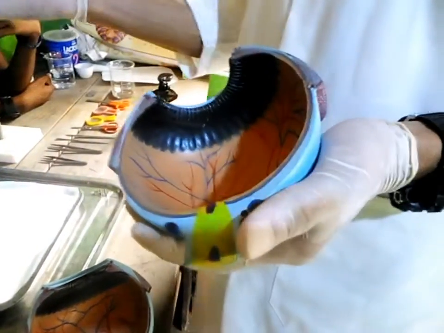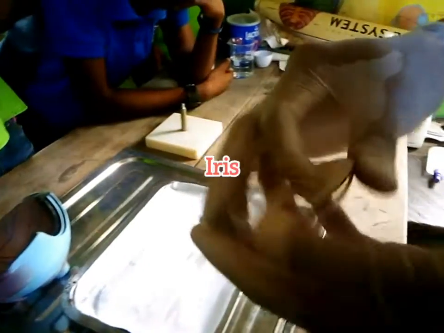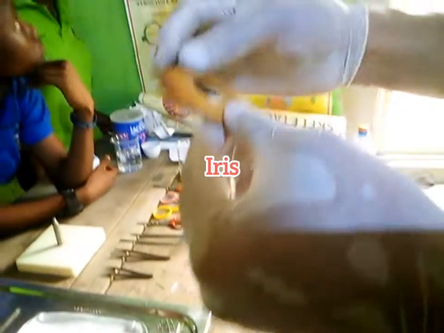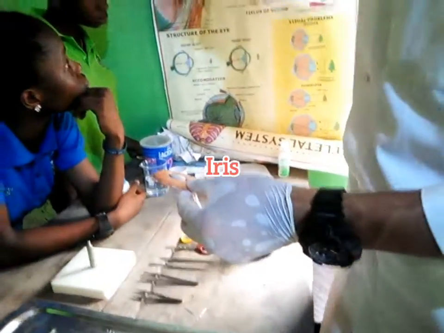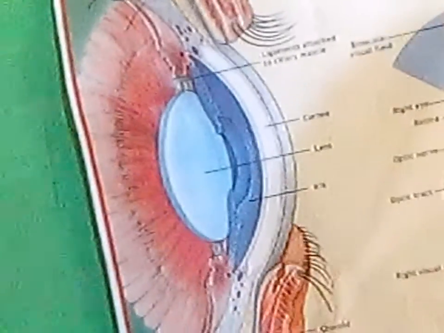Now like I told you, the lens has to refract the light. Now here we have another part that is important. This is what we call the iris. Are you getting me? The iris, as you can see it here now. This is called the iris. Do you get that? Now what's the function of the iris?